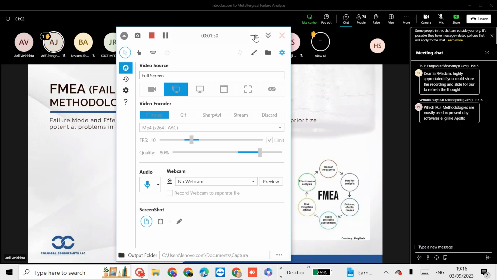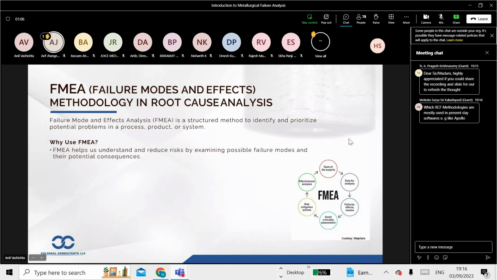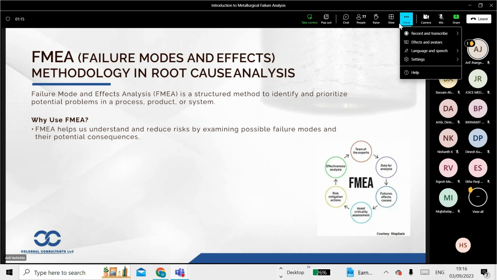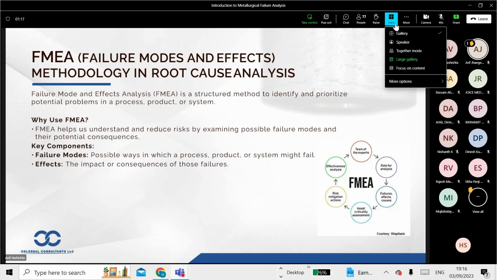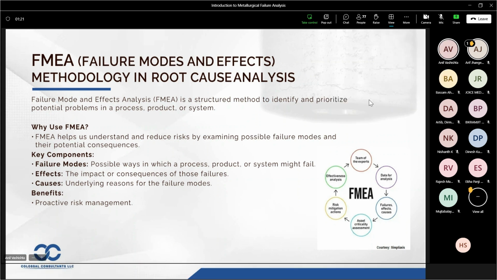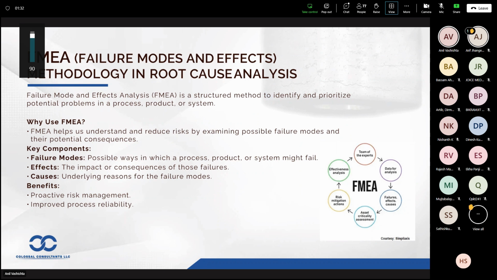Failure mode and effects analysis. It helps us to understand and reduce risk by examining possible modes and their potential sequences. I'll just suggest you go through this slide quickly because we need to finish these different techniques of RCA, and then we'll go to the main subject of failure analysis itself.